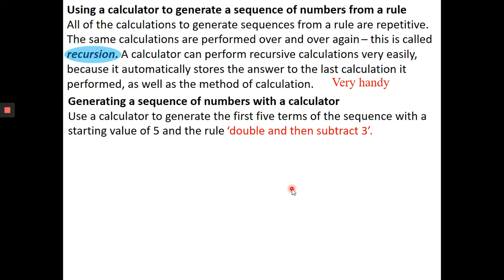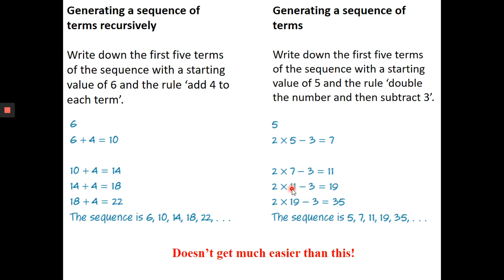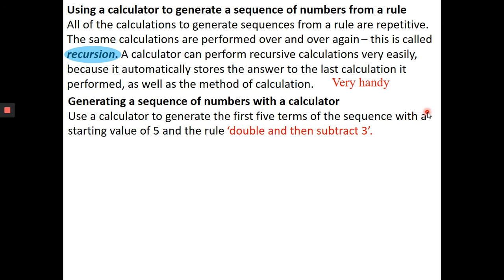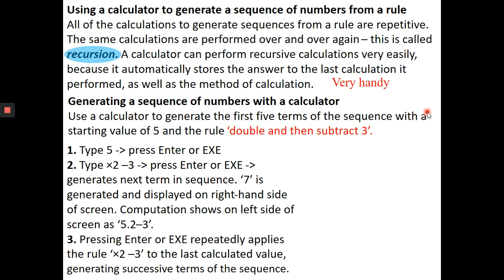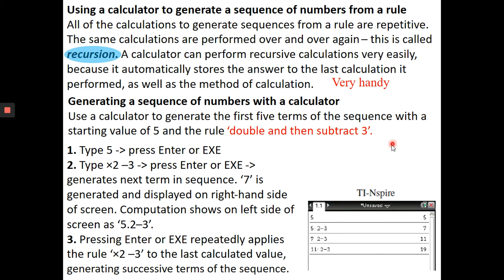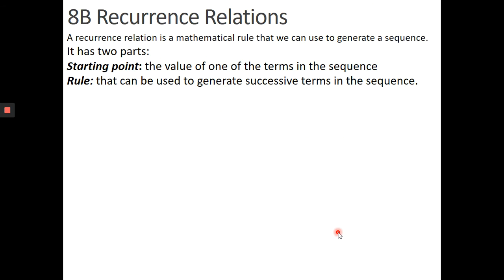Use a calculator to generate the first 5 terms of the sequence. Starting value of 5, double, then subtract 3, which I think is that one there. If you do this, type 5, then press your enter button so you're on the next line. Then type times 2, take away 3, press enter again. Keep pressing it, and it'll do the terms for you. The number of times you push it is the number of times it generates that sequence.